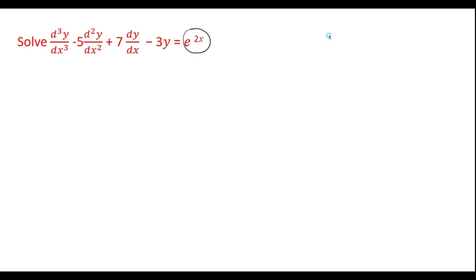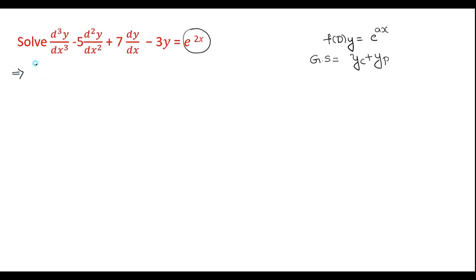So it is of the form f of D of y is equal to e raised to ax. Here first we need to find the complementary function, as we did in the homogeneous equation, and then with respect to this right hand side function we'll find the particular integral. And the general solution of this differential equation will be the complementary function plus the particular integral. The particular integral is denoted by yp.